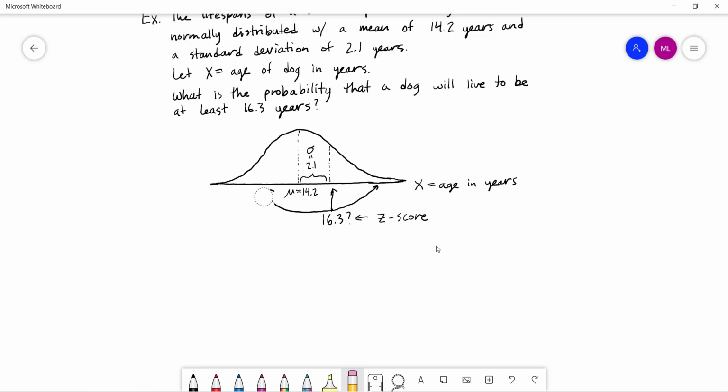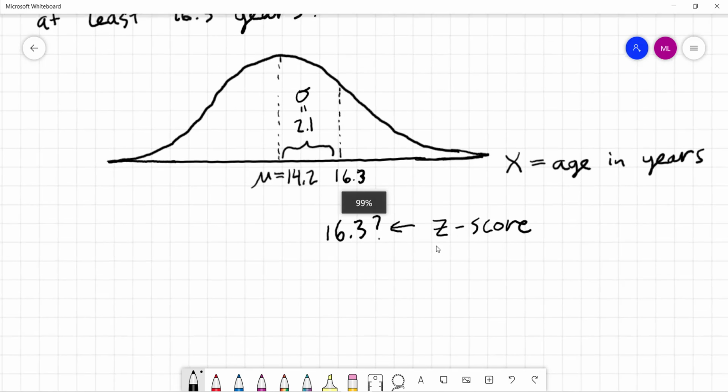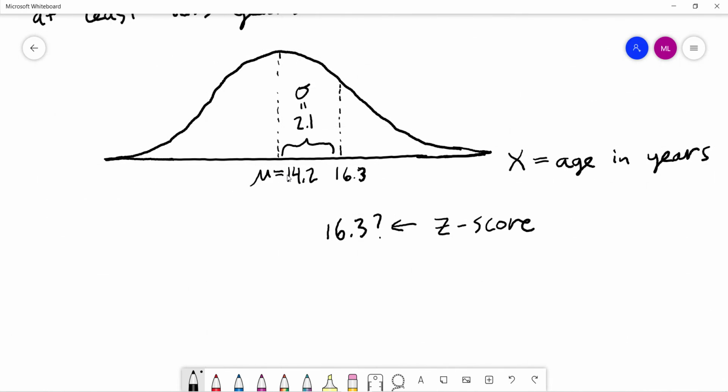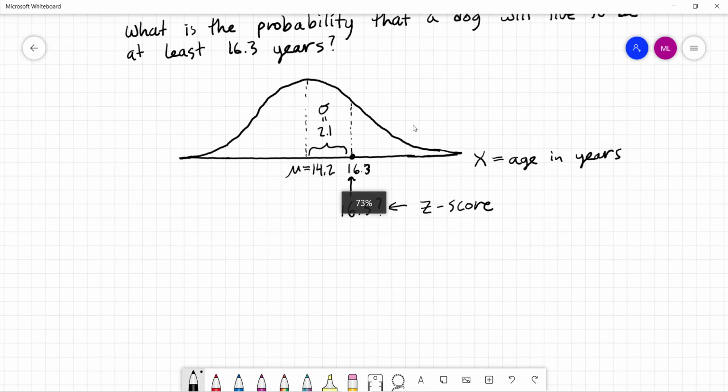I'm going to erase all of these. We know it's not that one. It's not this one over here. In fact, it turns out to be this value right here, because this is where 16.3 falls. If I were to take mu and add sigma, so take 14.2 and add 2.1 to it, when I add those two numbers, I'll get 16.3. So that's the value sitting right here. 16.3 is right there. Well, what is the z-score of 16.3?